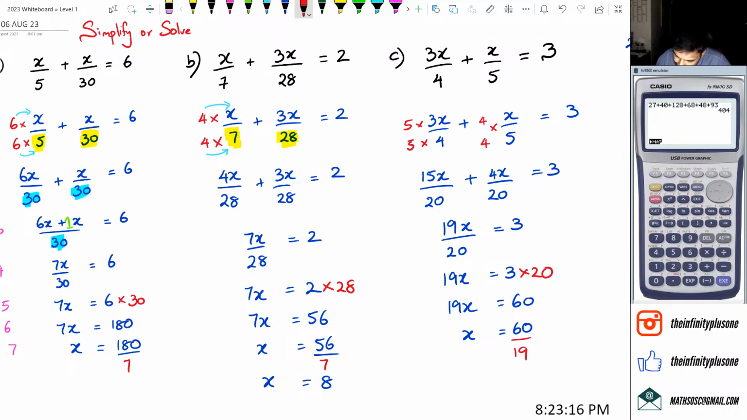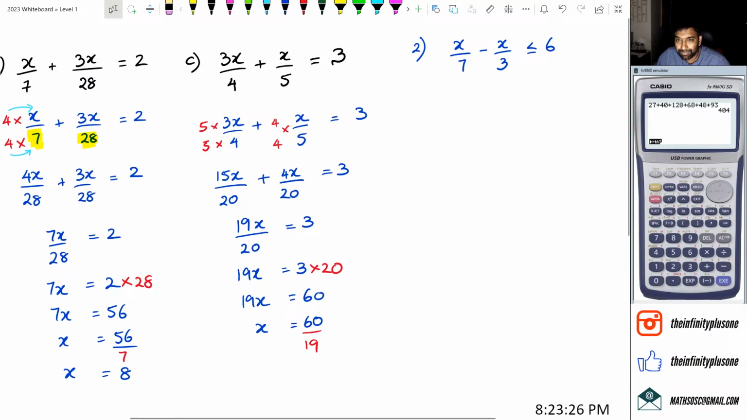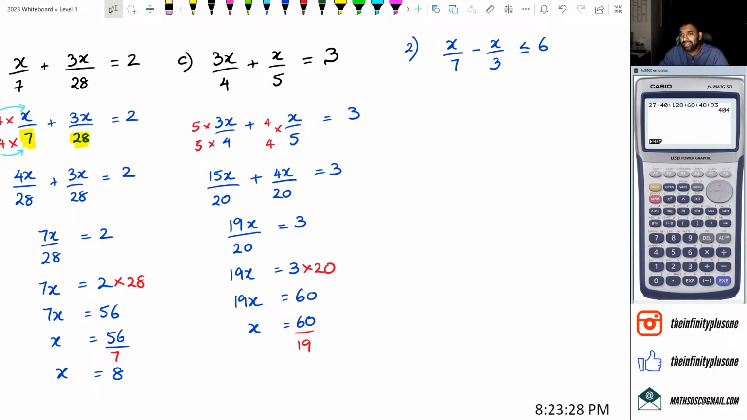One more example? Sure. I'll tell you what, we'll do one more example, but I'm going to add one little extra thing to it. I'm going to add this little symbol to it. All right? Now, this is basically called an inequation.